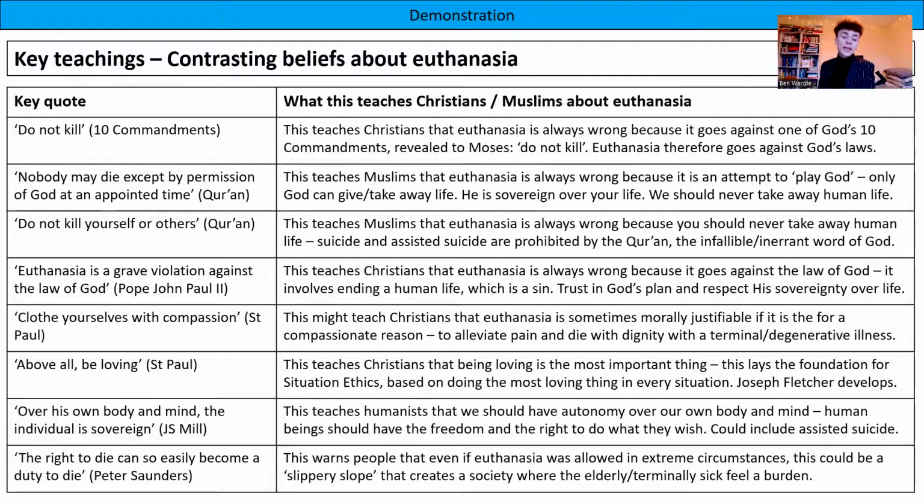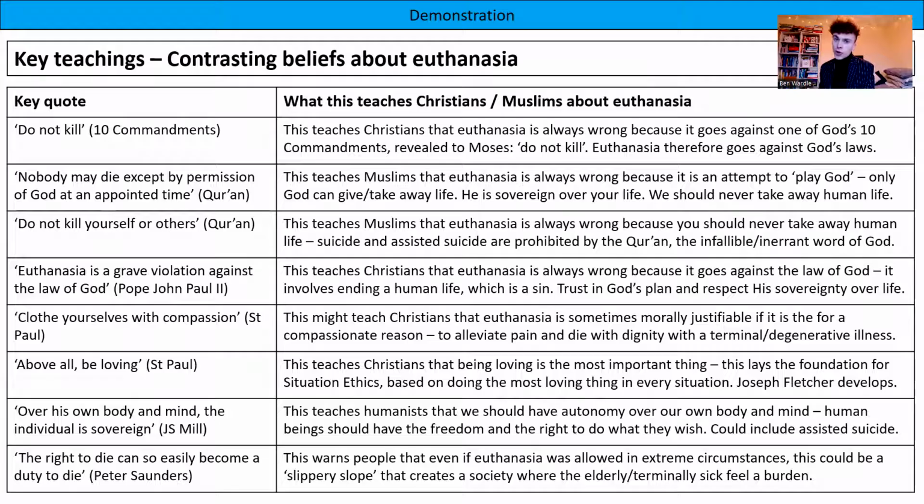Paul is, above all, be loving. So, of course, this teaches Christians that being loving is the most important thing. This quote helps lay the foundation for situation ethics, which is based on doing the most loving thing in every situation. Another quote that we've mentioned, John Stuart Mill: over his own body and mind, the individual is sovereign. So you could say this teaches humanists that we should have autonomy over our own body and mind. Human beings should have the freedom and the right to do what they wish. That could, of course, include assisted suicide.